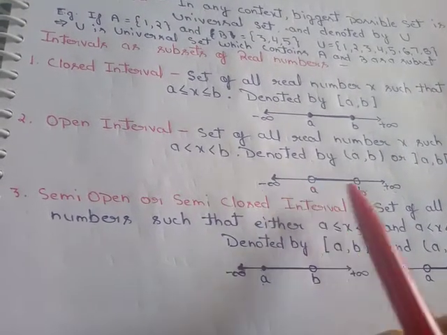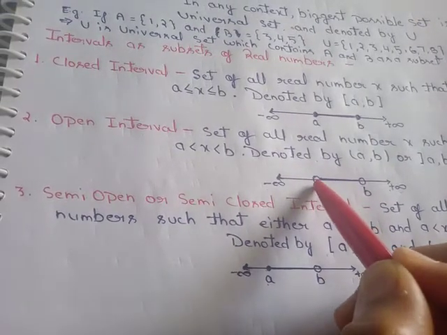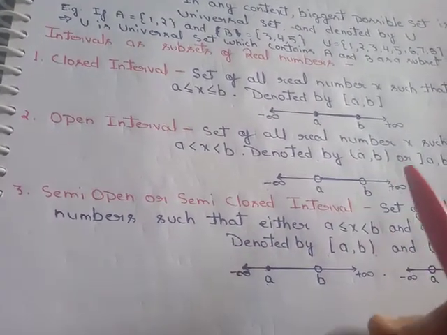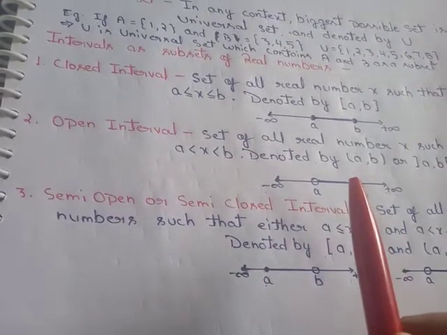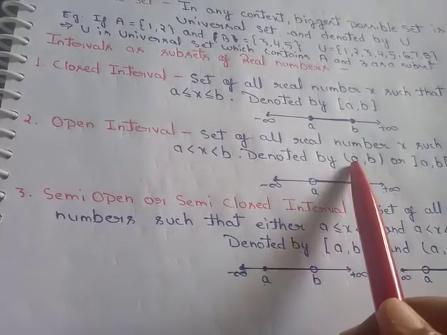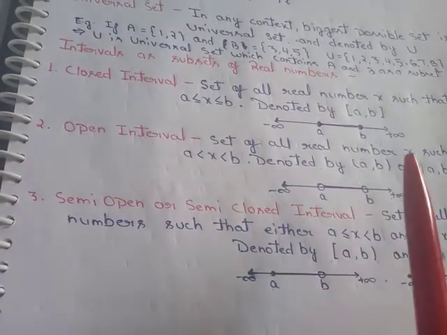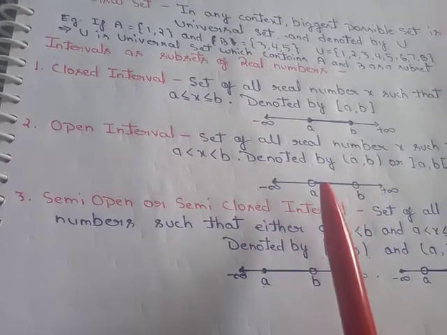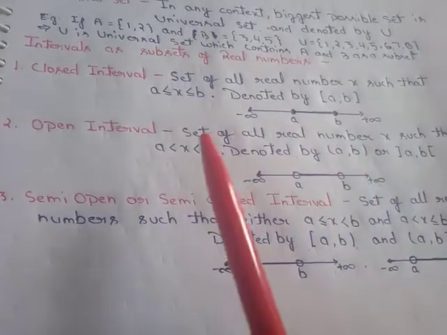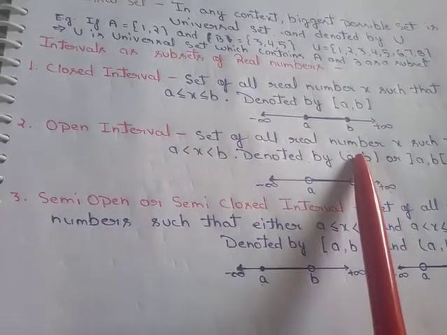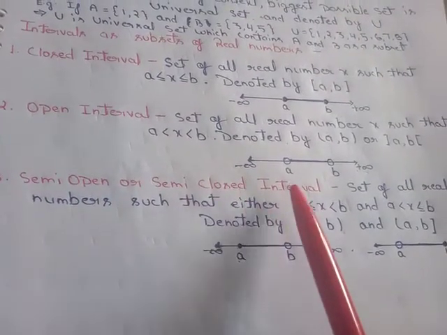It means a and b are excluded, and it is denoted by the hole, and all the elements between a and b are included in the open interval. It means all the elements between a and b are included in this open interval, and a and b are not included in the open interval. Now third is the semi-open or semi-closed interval.